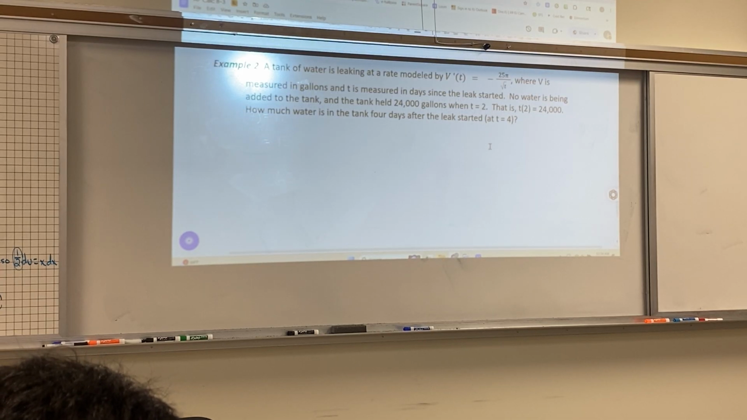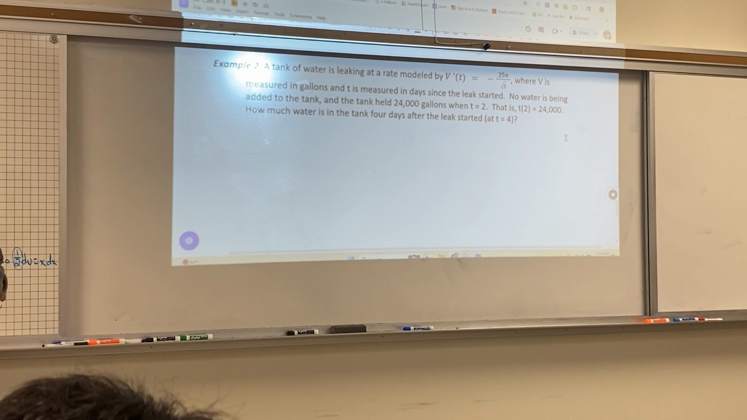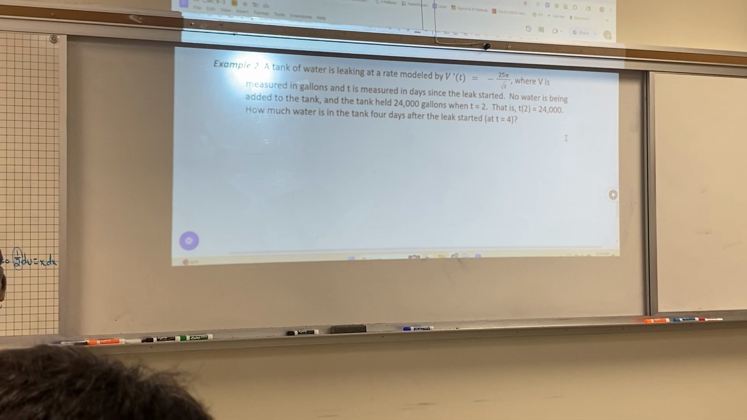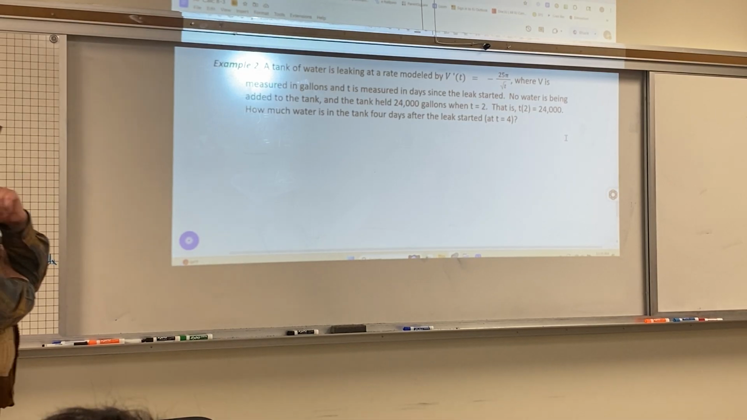Now I've got a tank of water. A tank of water is leaking at a rate modeled by that derivative, where V is measured in gallons and t is measured in days. Oh, now I've got some units of measure. Since the leak started, no water is being added to the tank, so it's just leaking. And the tank held 24,000 gallons when time was equal to 2. So at day 2, V of 2 was 24,000. How much water is in the tank 4 days after the leak started?